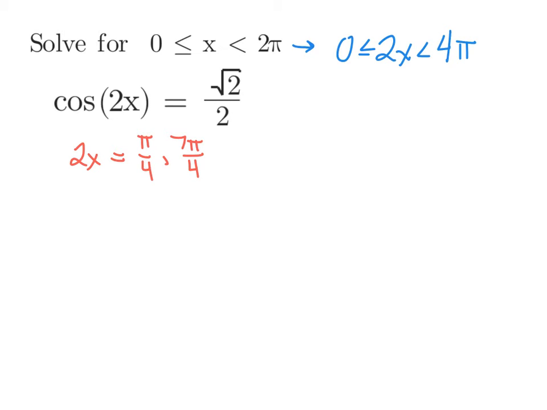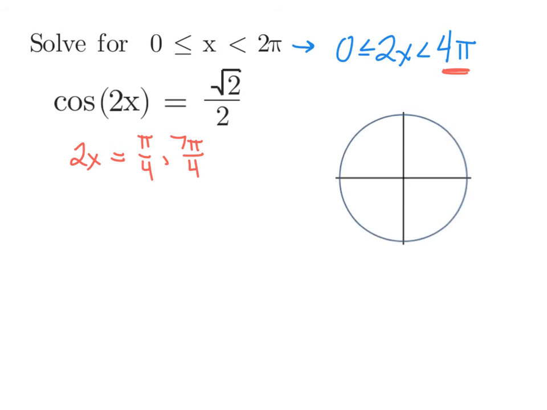That's right for one trip around the circle. But because we have to let 2x go from 0 to 4 pi, that means we have to take another trip around the circle. What I mean by that is that we found out that 2x has to be pi over 4 right here and 7 pi over 4 down here.